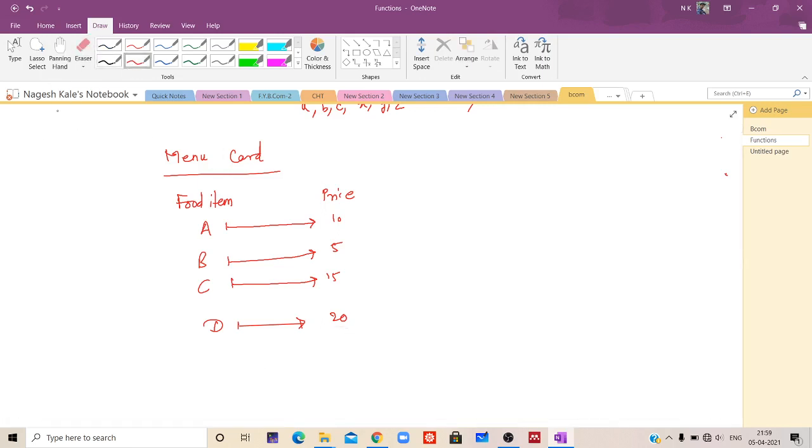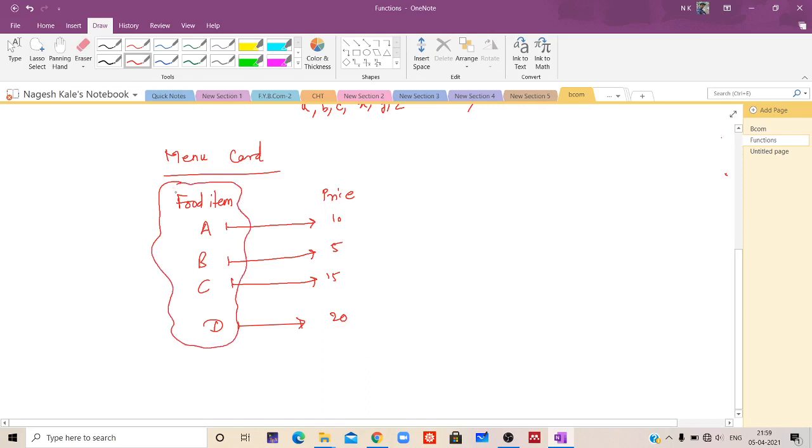What we call in our mathematical definition is that the things that we are taking on the left, for which we are finding the prices, we call this a domain, because we are taking the value of that particular variable from the left side. Then we find the prices on the right side, which is called the codomain. Price of A is 10, price of B is 5, price of C is 15, price of D is 20. So if we find the range, then 10, 5, 15 and 20 will be the elements in the range.